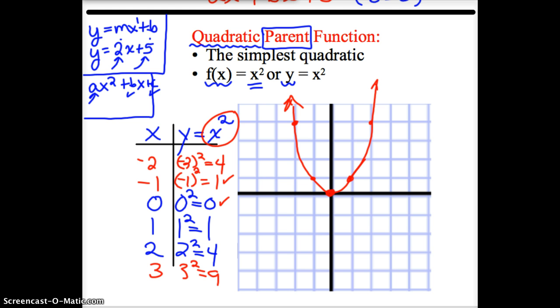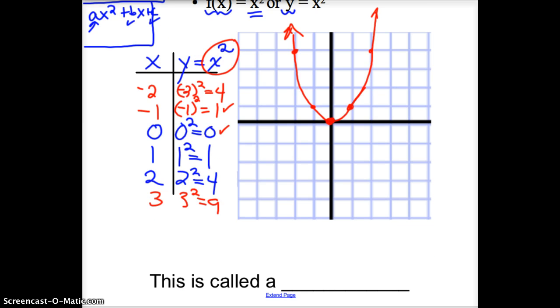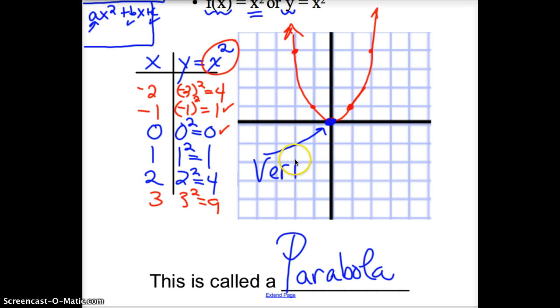So what I've got here is what we call a parabola, spelled P-A-R-A-B-O-L-A. The shape of that graph is called a parabola. This point right here, the turning point, we call the vertex, so we'll label that. This line right here that splits it into 2 equal pieces is what we call the axis of symmetry, because it's symmetrical about that.